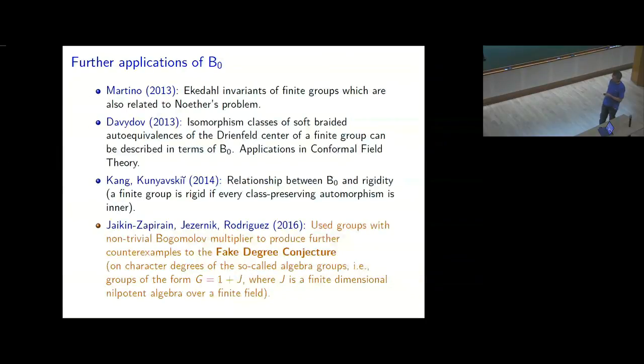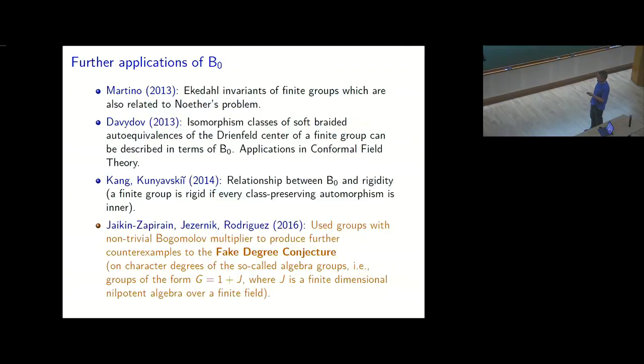And my student was giving a talk at the conference about this B0, and Andrei Heikin was sitting in the audience, and suddenly he realized, well, this is exactly what we need. So he invited my student over, and then they produced this. So they have a counterexample now for every prime characteristic. Whenever you have a group which has a non-trivial B0, this produces, in a way, a counterexample to the fake degree conjecture.